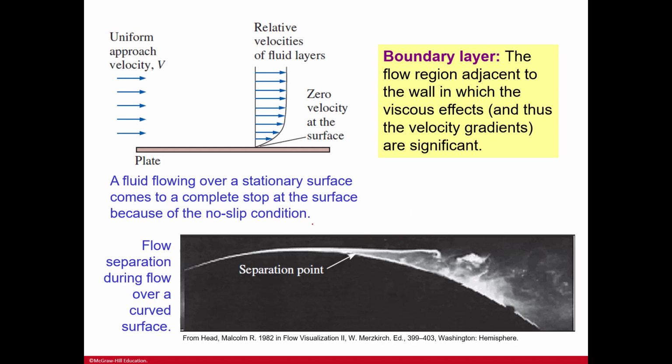Okay? And so here you have a uniform approach velocity. And so you see here, it's uniform. Starting at the same distance, it's very uniform, right? And then relative velocities of a fluid layer, right? And then here, you see, because it's touching the surface, we've got some viscosity, boundary layer, right? And you see that it just starts sticking, and so you have less, right? Zero velocity at the surface, we have nothing, it's sticking. And then relative velocities of fluid layers.